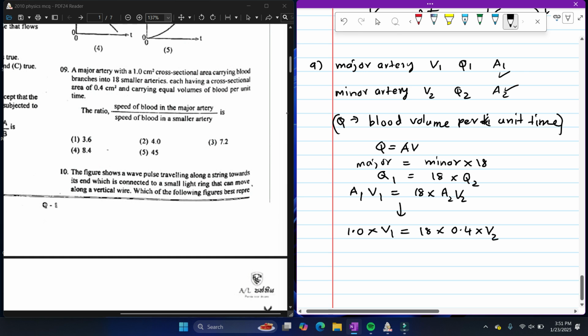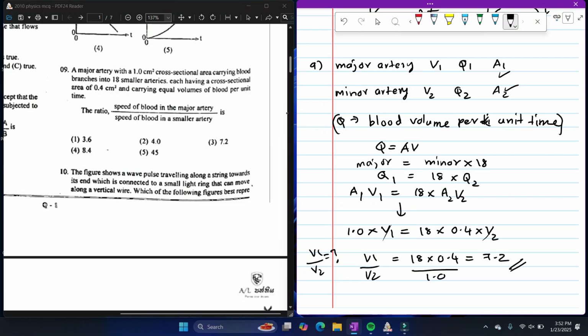What they are asking is again a ratio. So that is the speed of the major artery, which is V1. So they are asking the V1 to V2 ratio, right? So V1 divided by V2 is 18 into 0.4 divided by 1.0, that is 7.2. That's all. So the answer is number 3.